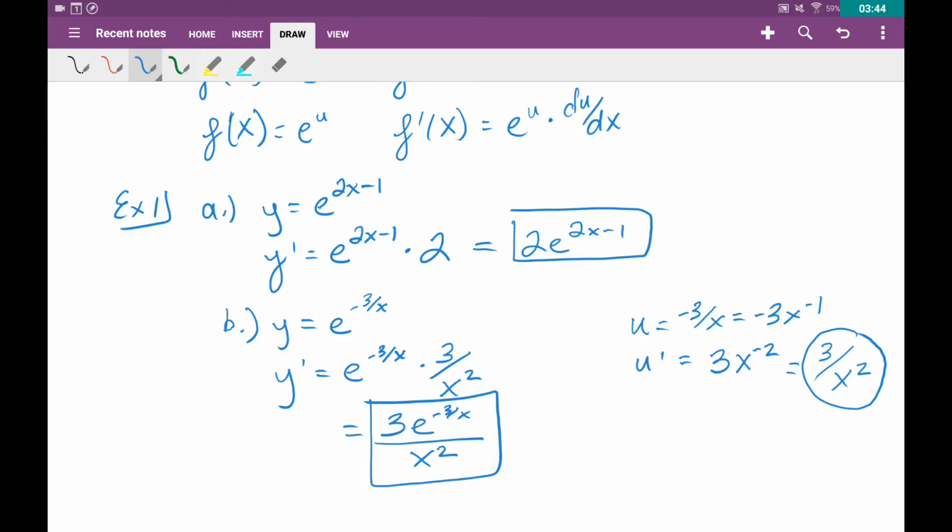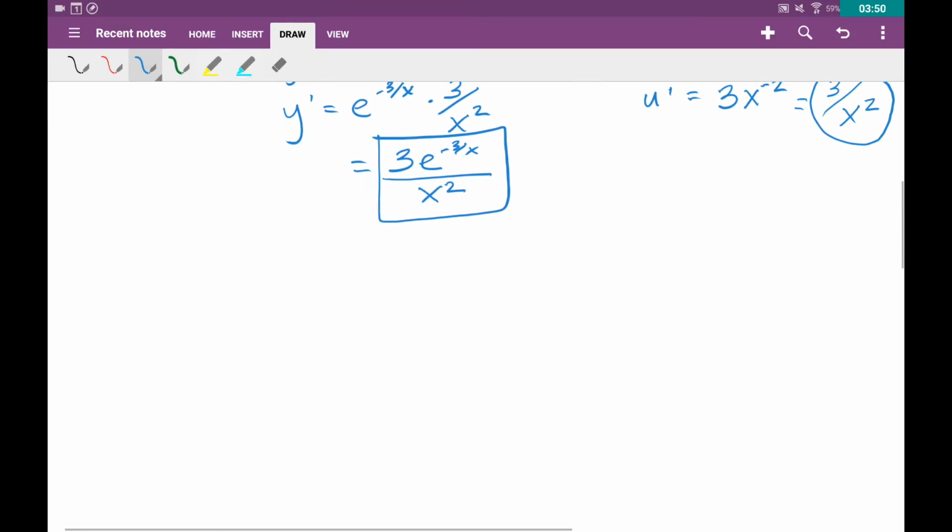So there you go. Again, it's just e to the whatever the power is, times the derivative of whatever the power was. Okay, so example 2. Let's apply a little bit more to it. What if there is something being multiplied to it? So f of x equals x times e to the x. Well, that's multiplication in between there, so we're going to use the product rule.